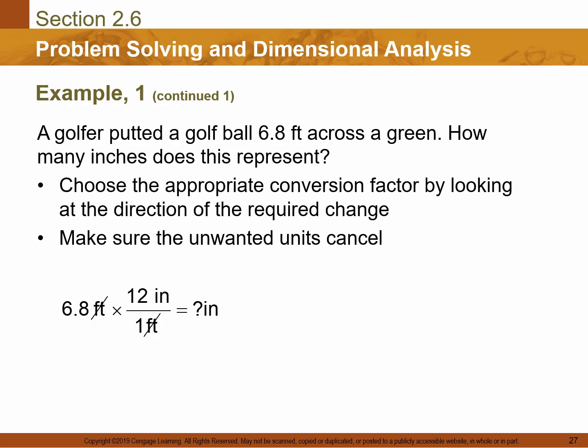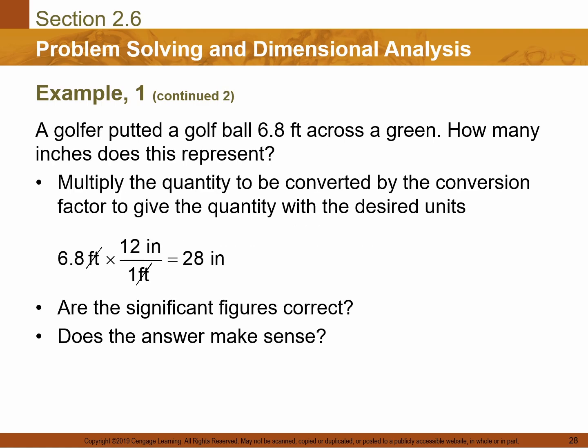If the units don't cancel the way we expect, stop doing your math and fix your setup. Unit cancellation is one of the best built-in error checking methods for all the chemistry calculations. Alrighty. So if we finish our conversion, let's look at what it gave us. 6.8 feet times 12 inches over 1 foot equals 28 inches.